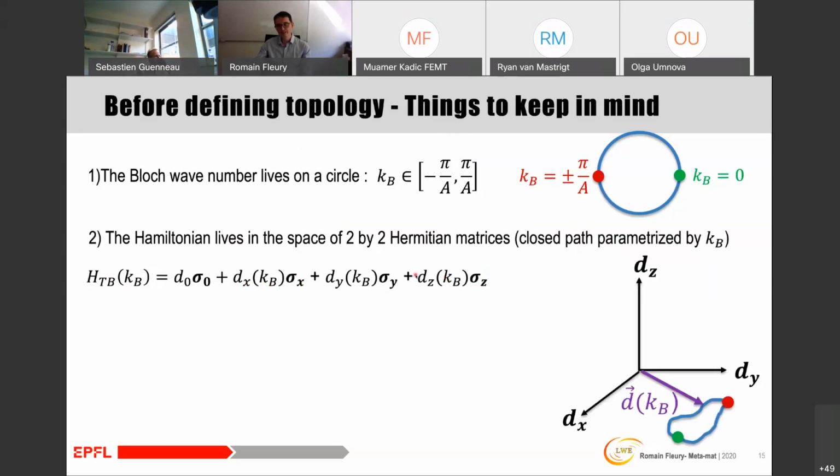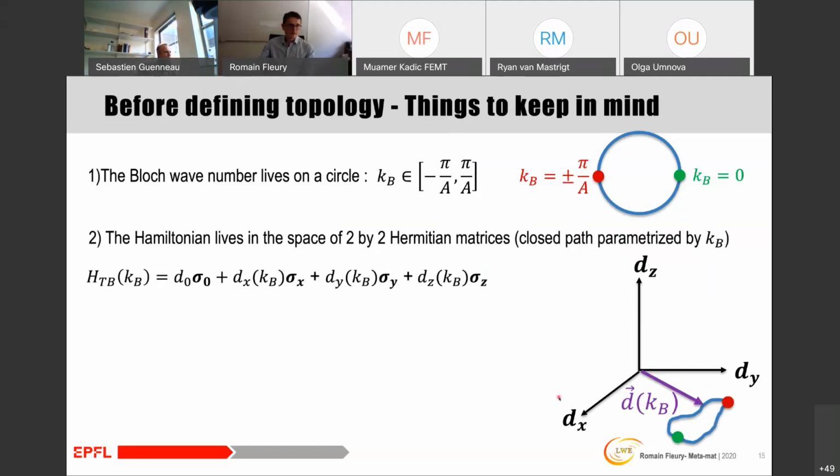If you want to represent this, you can plot this closed path in the dx, dy, dz space, and we know that as k Bloch goes through the circle, we go through some kind of closed path. This is the vector d of k Bloch in that space.